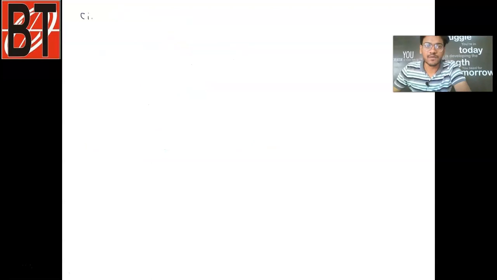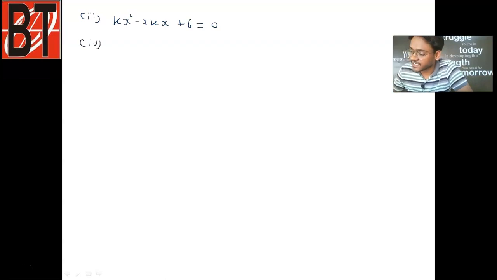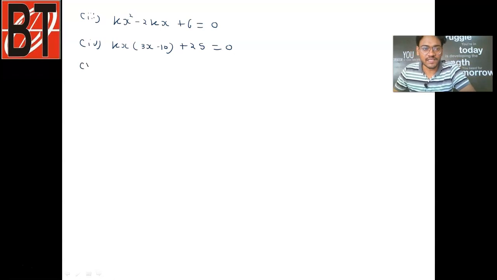Okay. Question number 3 is your homework. Okay, let me write the question. The equation is kx square minus 2kx plus 6 is equal to 0. Okay students, this is the question for your homework. And again I am taking a question. Suppose the next question is kx times 3x minus 10 plus 25 is equal to 0. First of all, simplify it to get the standard form, then only apply the condition for equal roots.